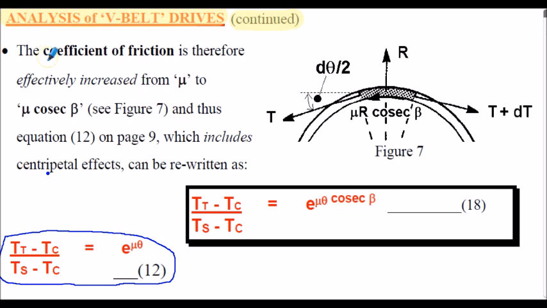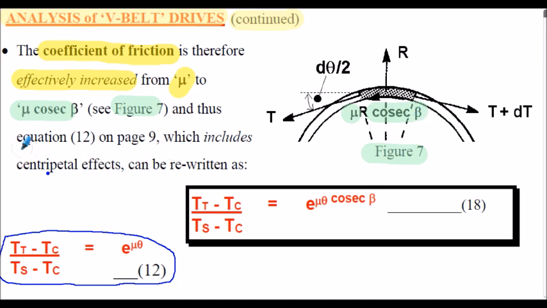Analysis of V-belt drives continued. So we can now state that the coefficient of friction is therefore effectively increased from mu to mu cosec beta, shown in figure 7 here. In the flat belt analysis, the friction force was simply mu R, but in the V-belt analysis, the friction force is mu R cosec beta. So effectively, the coefficient of friction has been increased from mu to mu cosec beta.